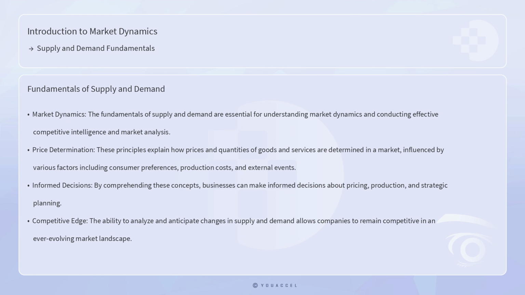In conclusion, the fundamentals of supply and demand are essential for understanding market dynamics and conducting effective competitive intelligence and market analysis. These principles explain how prices and quantities of goods and services are determined in a market, influenced by various factors, including consumer preferences, production costs, and external events. By comprehending these concepts, businesses can make informed decisions about pricing, production, and strategic planning.